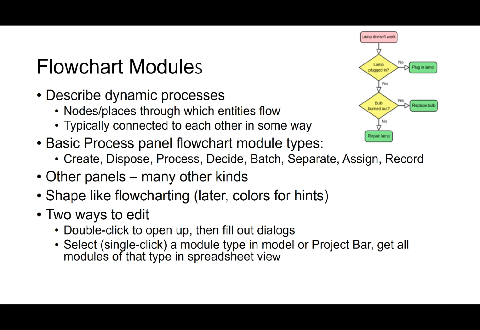The flowchart modules describe a dynamic process, which we discussed earlier in the previous lecture. The dynamic process will show the nodes the entity flows through and will typically be connected to each other in some fashion. The basic process panel flowchart will show different types such as create, dispose, process, decide, batch, separate, assign, and record. Other panels are available in many other kinds. Shapes are typically like flowcharting symbols, where you use a square for an operation, a diamond symbol for a decision tree. Triangles oftentimes reflect inventory queues, and so on.